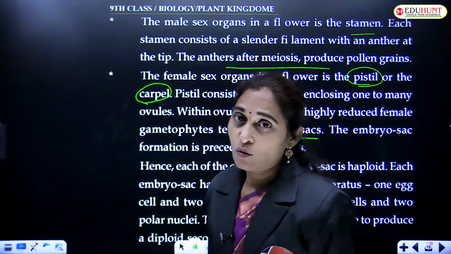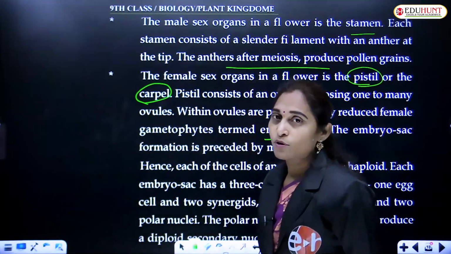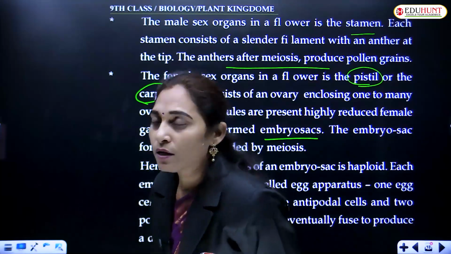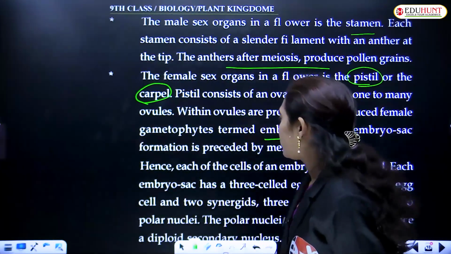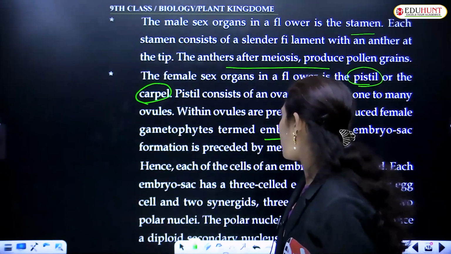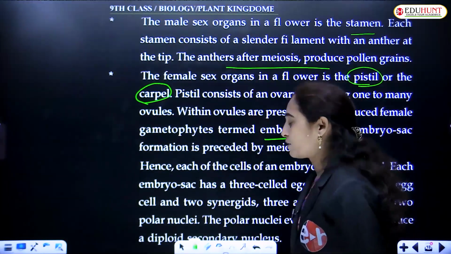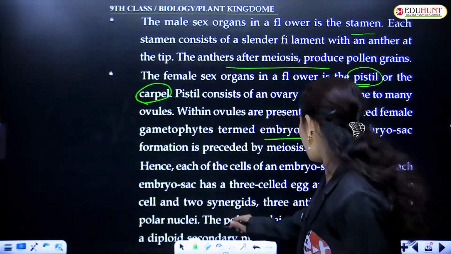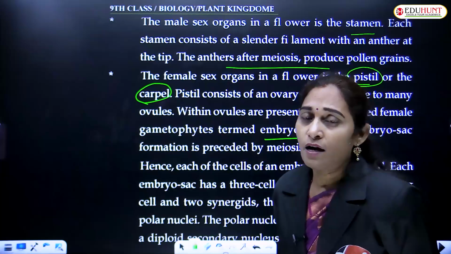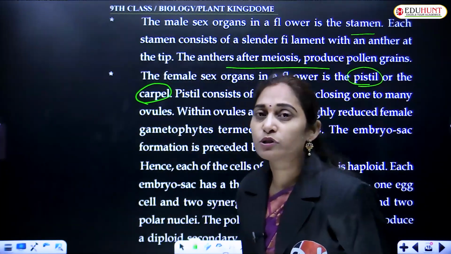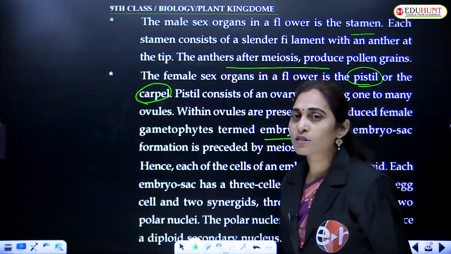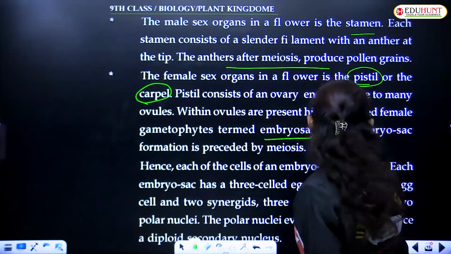The female gametophyte, the embryo sac, develops from the division of the megaspore, and hence each of the cells of an embryo sac is haploid. Each embryo sac has a 3-celled egg apparatus, 1 egg cell and 2 synergids, 3 antipodal cells and 1 central cell, which is a secondary cell that is diploid, formed by the fusion of 2 polar nuclei. The polar nuclei eventually fuse to produce the central secondary nucleus.